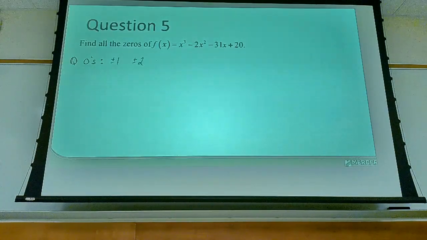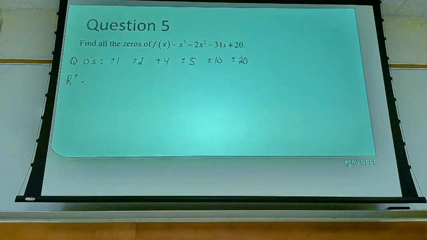I'll list it this way. Positive reals. So how many sign changes do we have in f of x? One. No, two. 2 of them, right? So we're going to have 2 or no positive zeros.